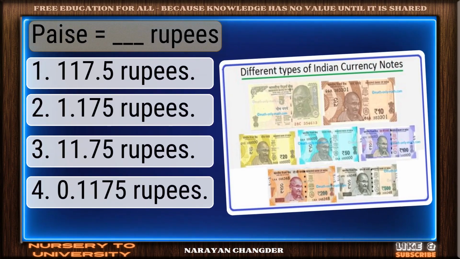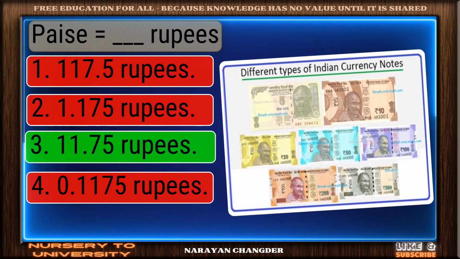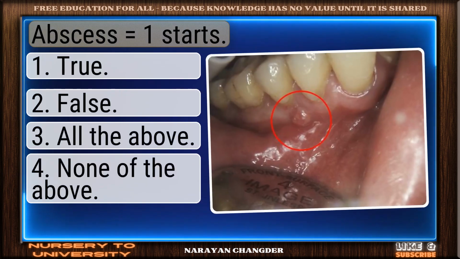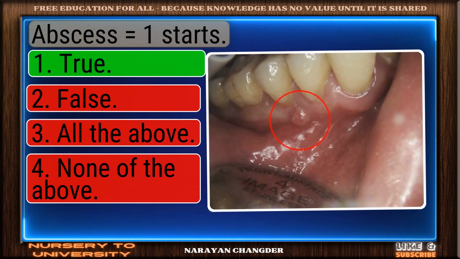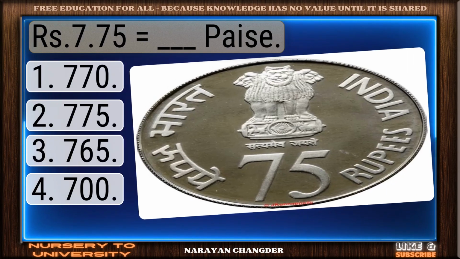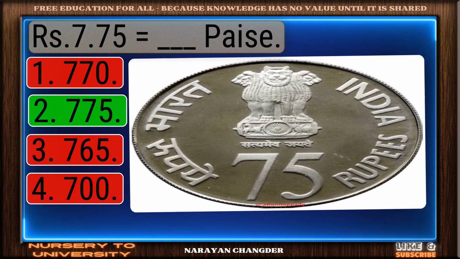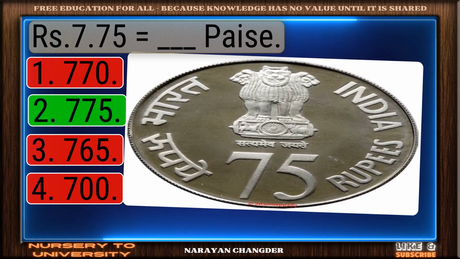Paise equal to dash rupees. Correct. 11.75 rupees is the right answer. Paise equal to 1 rupee. True or false? You're right. True is the correct answer. Rs 775 equal to dash Paise. Nice work. You chose 775 and it is correct.